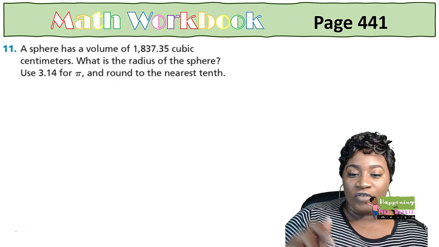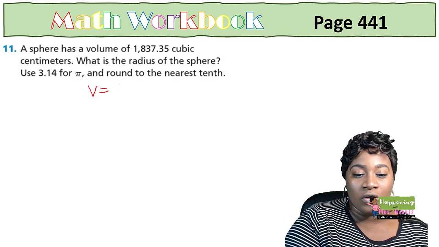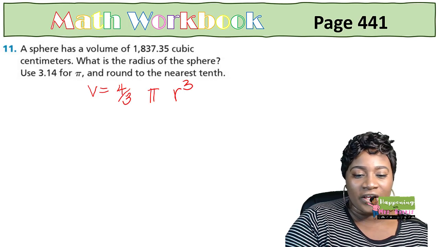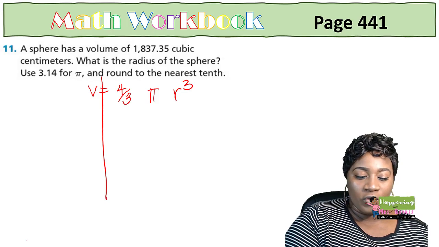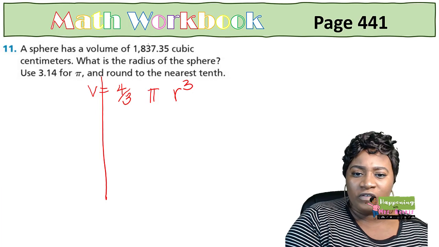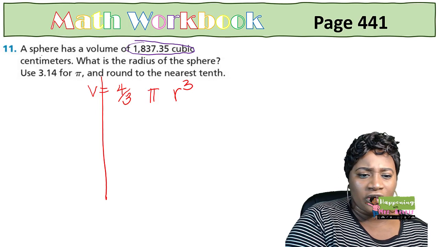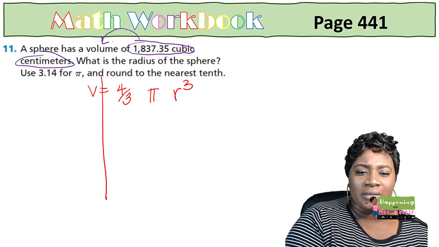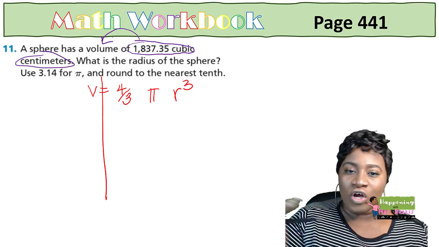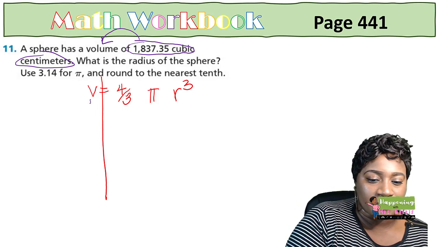All right, so first things first, we're going to write the formula. Our formula is V equals 4/3 times pi times the radius cubed. After we write our formula, we're going to go in and substitute the values. Well, the first value I see is 1,837.35 cubic centimeters. We're going to substitute this into V for volume because it said it's a volume of 1,837.35 cubic centimeters. So that's our volume.